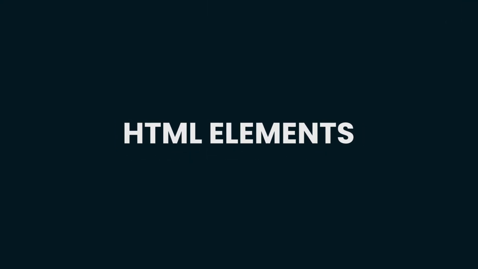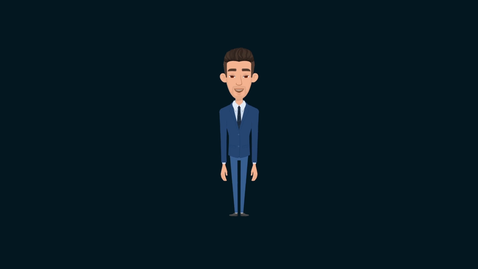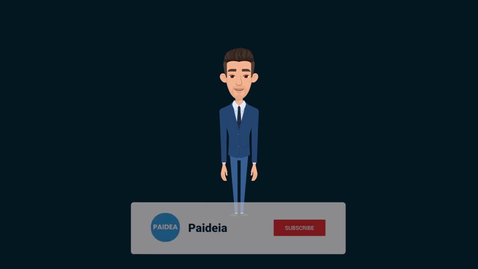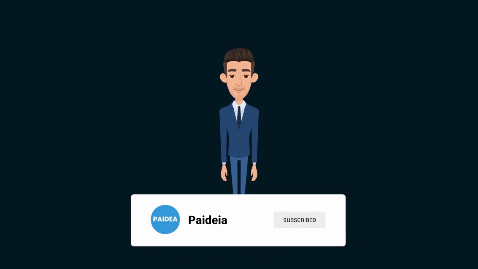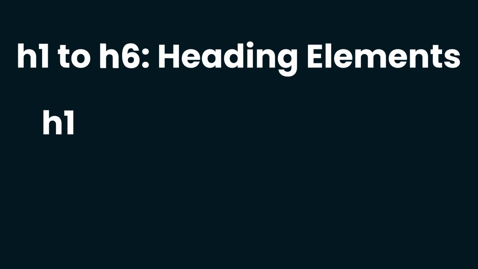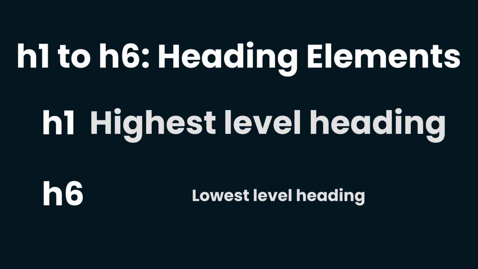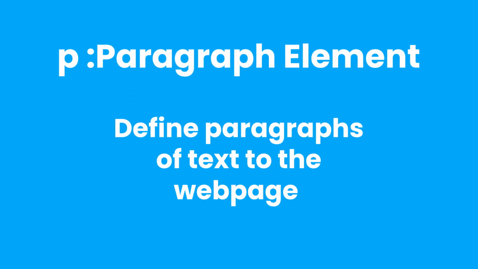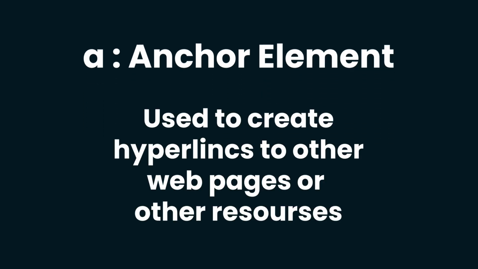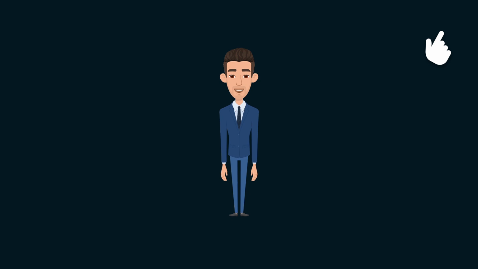HTML elements. HTML elements are the building blocks of web pages. They define different parts of the content and provide structure and meaning to the page. Some common HTML elements include H1 to H6 heading elements, where H1 represents the highest level heading and H6 represents the lowest level heading. P, paragraph element for defining paragraphs of text. A, anchor element used to create hyperlinks to other web pages or resources. IMG, image element for displaying images. Let's talk about more elements in following video.